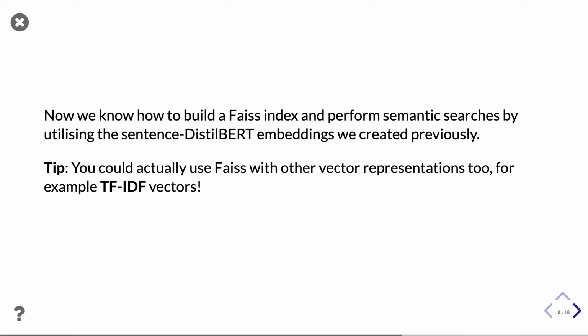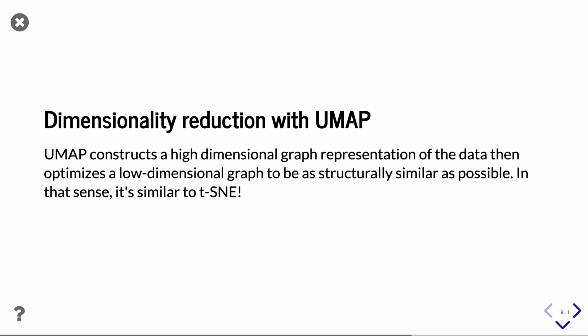So now we know how to build a Faiss index and perform semantic searches by utilizing the sentence-level Distilbert embeddings we created previously. And I should note that instead of using the Distilbert model, you could actually use Faiss with other vector representations, for example, with TF-IDF vectors. Moving on, let's see how to use UMAP for dimensionality reduction. So UMAP constructs a high-dimensional graph representation of the data, then optimizes a low-dimensional graph to be as structurally similar as possible. And in that sense, it's quite similar to t-SNE, which might be a more familiar method.